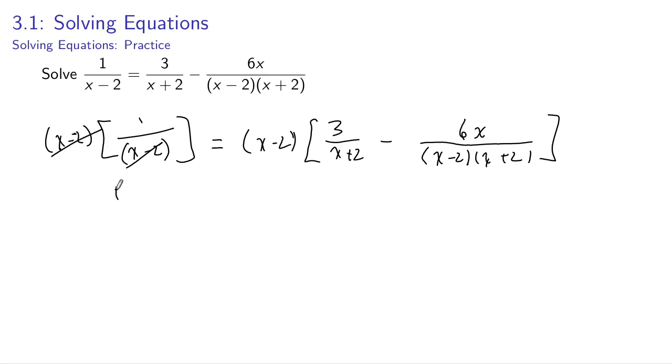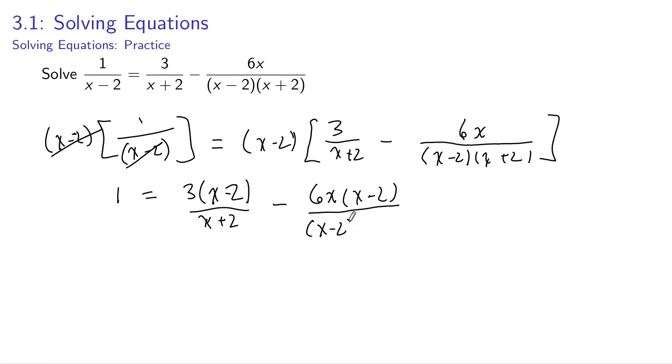Those cancel, which is what we were trying to do. So we have 1 equals, here we have x minus 2 times 3 when we distribute over x plus 2. And when we distribute into here, we have minus 6x, x minus 2 over x minus 2, x plus 2, and the x minus 2's cancel.